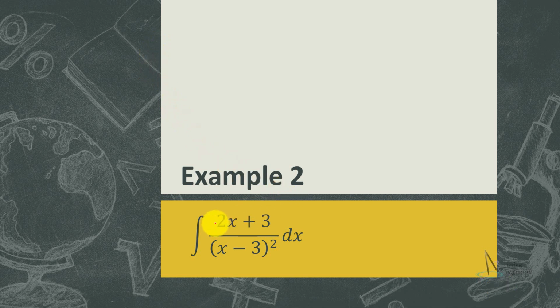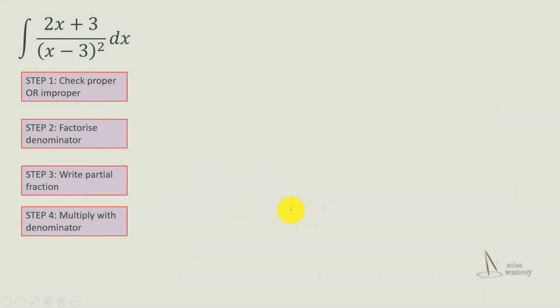So this is the second sample, (2x + 3) over (x - 3) squared. Firstly, check proper or improper. The highest power for the numerator is 1. The highest power for the denominator, I have (x - 3) squared, so the highest power is x squared. So that means this is a proper fraction.